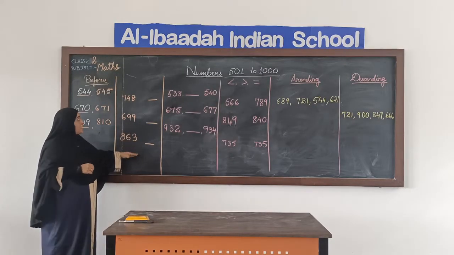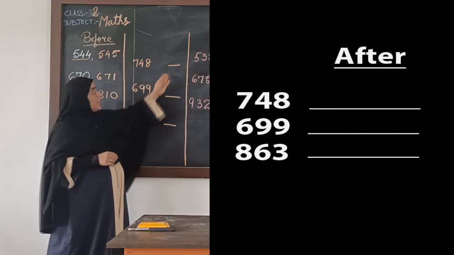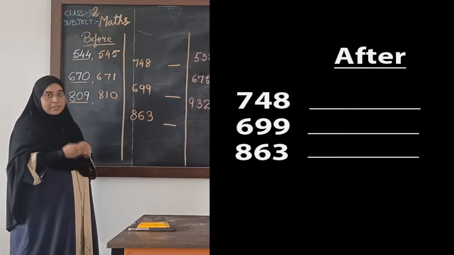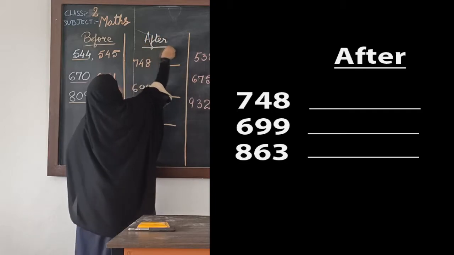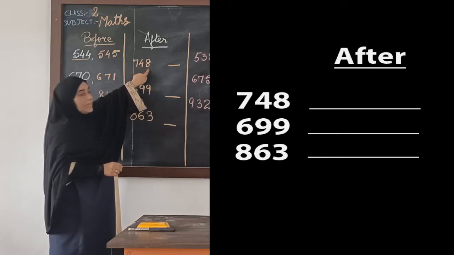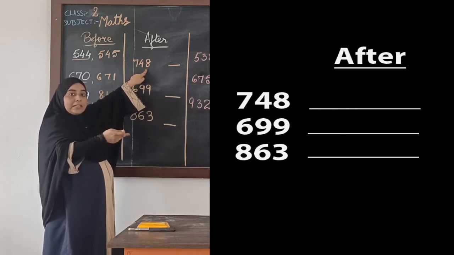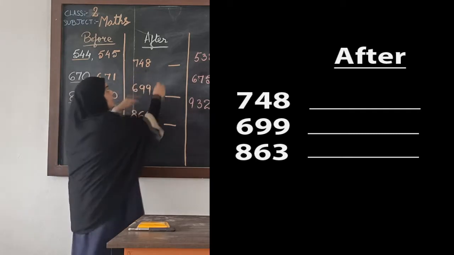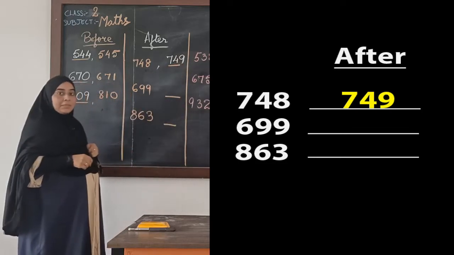Now let's go to our next column. Here you can see I have already written a few numbers on the left side, and on the right side I have kept the blanks. So that means we are going to write the numbers that come after the given numbers. The first number that we have is 748. 48. Can you see that? What is the number after 48? It is 49. So 749 will be our next number. 749. Okay, the number that comes after.